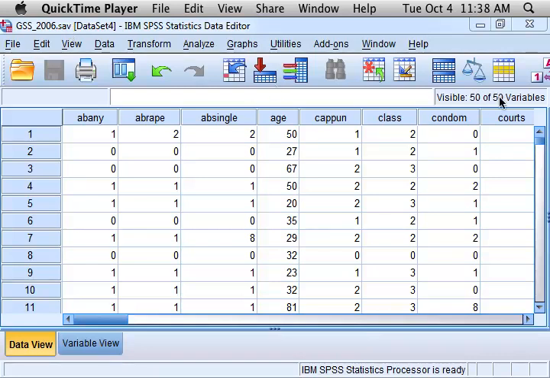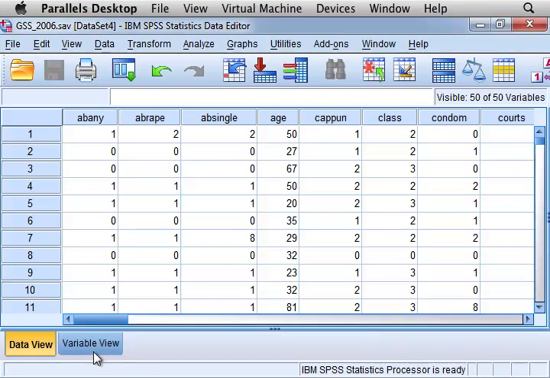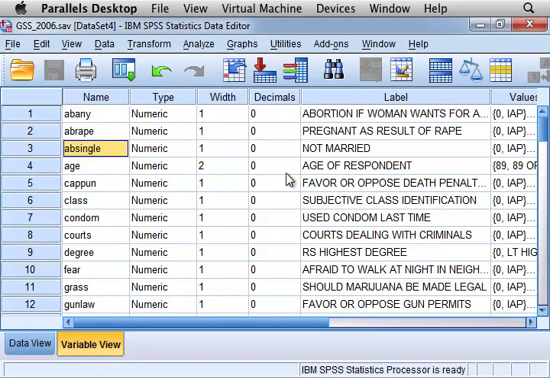You can see there were a total of 50 variables covering a range of questions about social concerns, and we have responses from several thousand individuals. I'm going to start by looking at a variable called AB single, which is the response to the question "not married." In this case, a no response means no, I am not married. Disagreeing with the statement "not married" means you're married. Saying yes to "not married" means you are single.